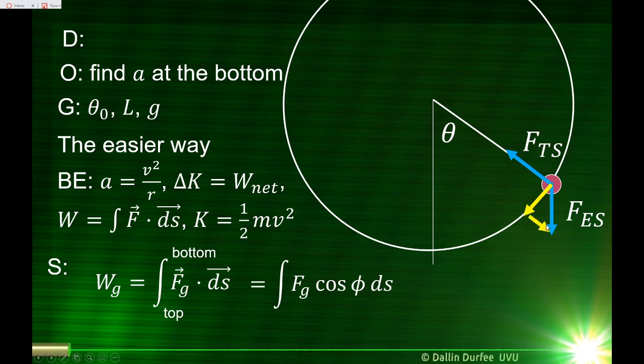But if I draw another arrow here to make a right triangle, you can convince yourself that this lower angle here is theta. So phi must be 90 minus theta. So cosine of 90 minus theta is the same as sine of theta. So this is the integral I'm going to do to find the work that's done.